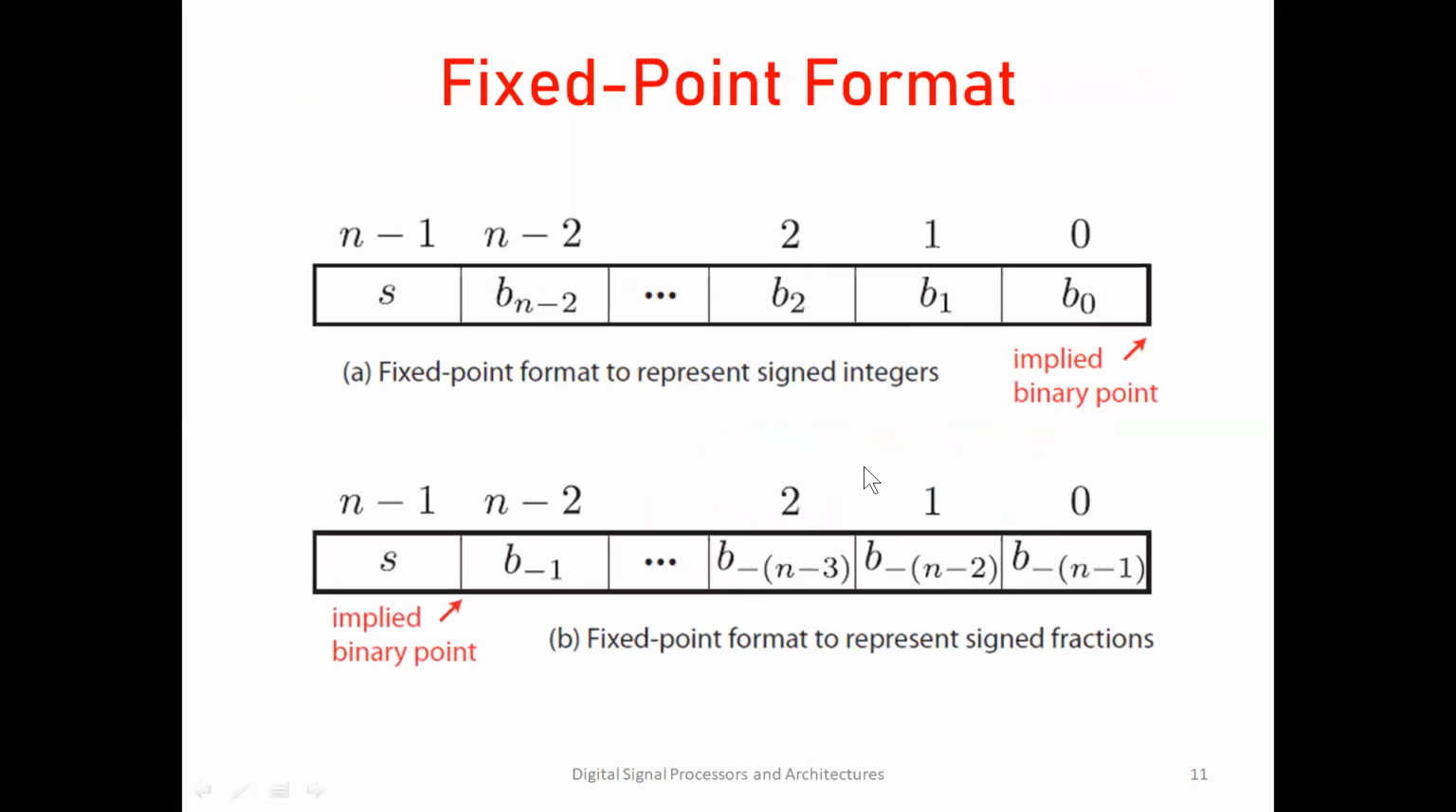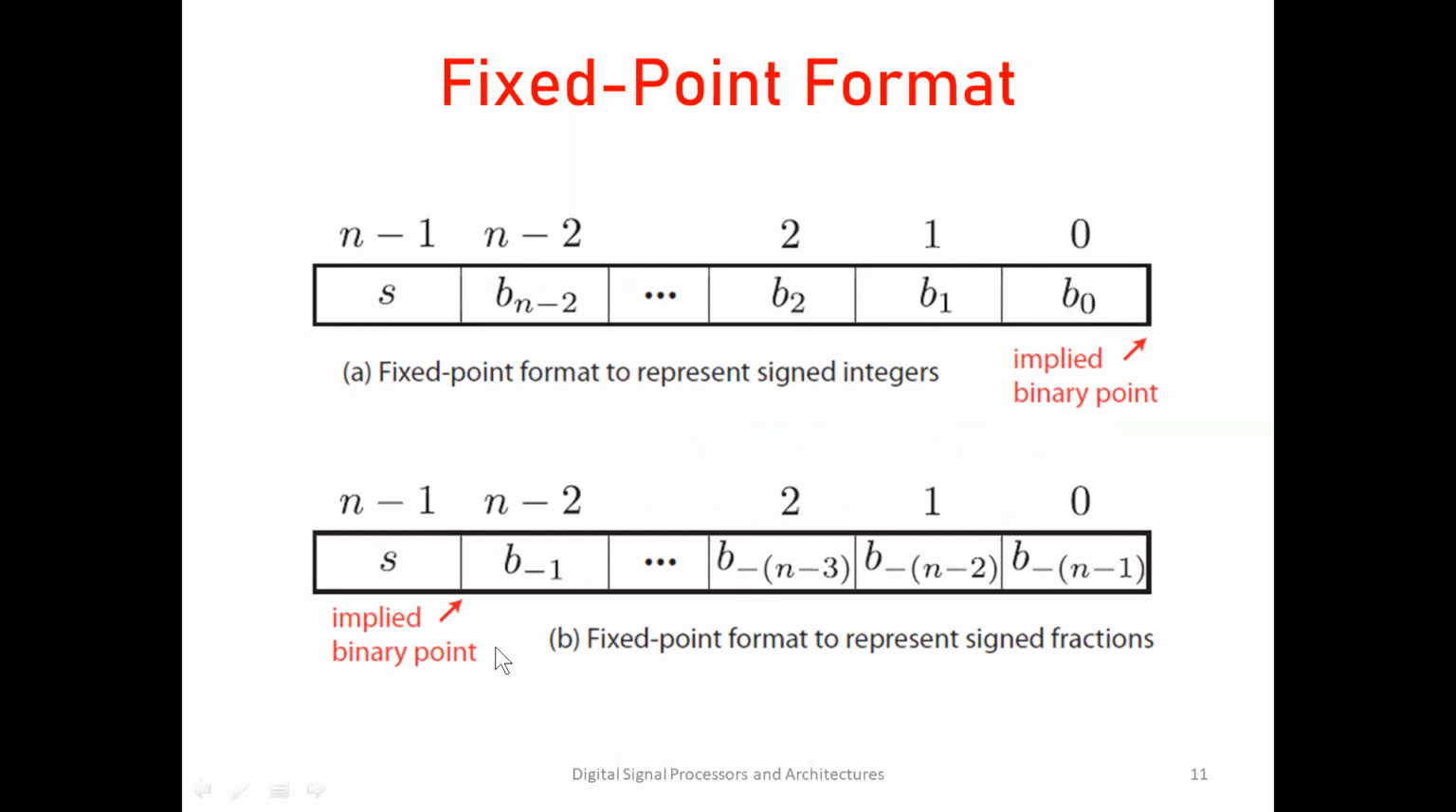Now this is the representation of fixed point signed integers and also fixed point signed fractions. We can see here bit 0, bit 1 and so on till n minus 1, because we are discussing an n-bit fixed point format. So b0, b1, b2 and so on up to bn minus 2, whereas the n minus 1th bit will be the sign of the number.